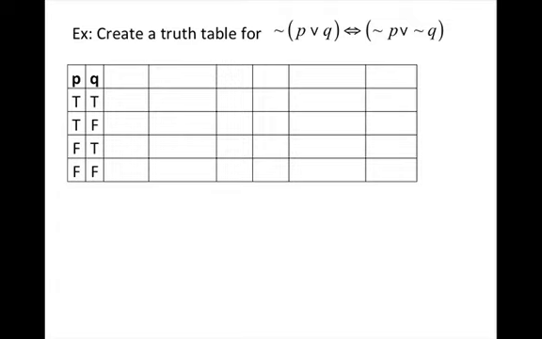Let's look at what comes before the biconditional statement. I have a not P or Q. So I need to start out by finding P or Q. Once I have that column, I can find its negation. I can find not P or Q.